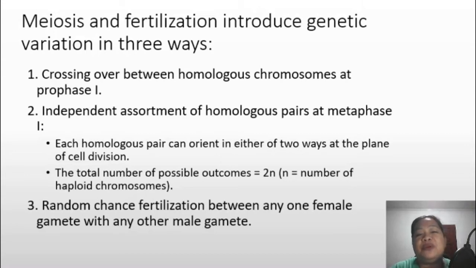Each homologous pair can orient in either of two ways relative to the plane of cell division, and the total number of outcomes is 2^n, where n is equal to the number of haploid chromosomes. Next, random chance of fertilization between any one female gamete with any other male gamete.